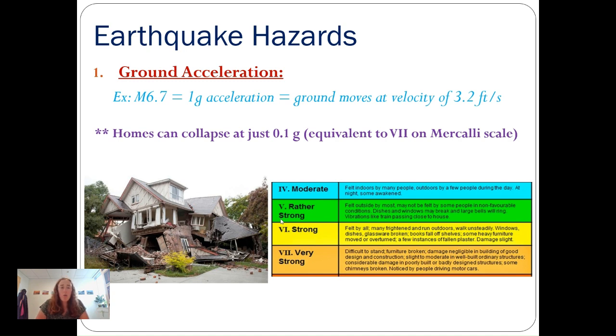So homes can collapse at just 0.1 G. That's about equivalent to category 7 on the Mercalli scale. And that would be a very strong earthquake: difficult to stand, furniture broken, damage negligible in buildings of good design, but slight to moderate damage in well-built ordinary structures. So it doesn't take much to collapse a house like this house here.